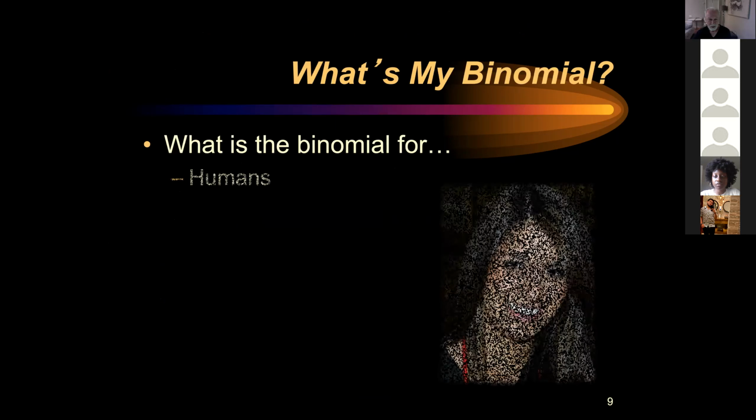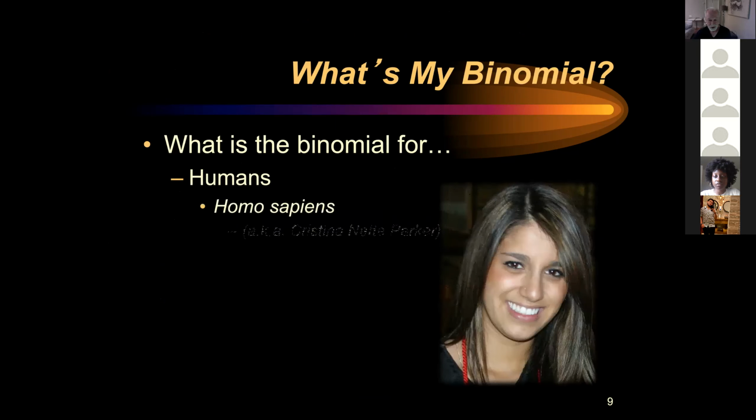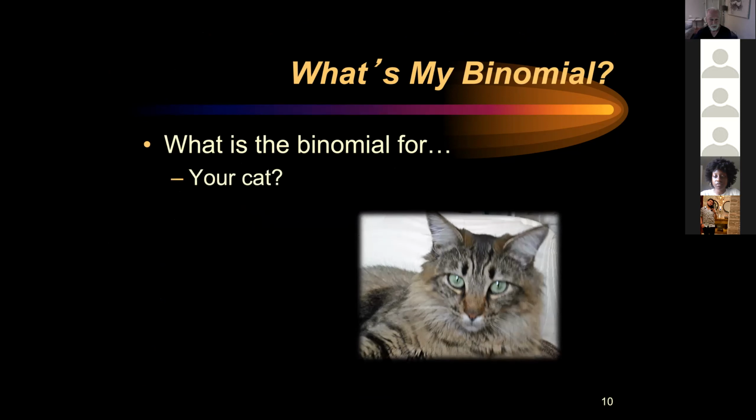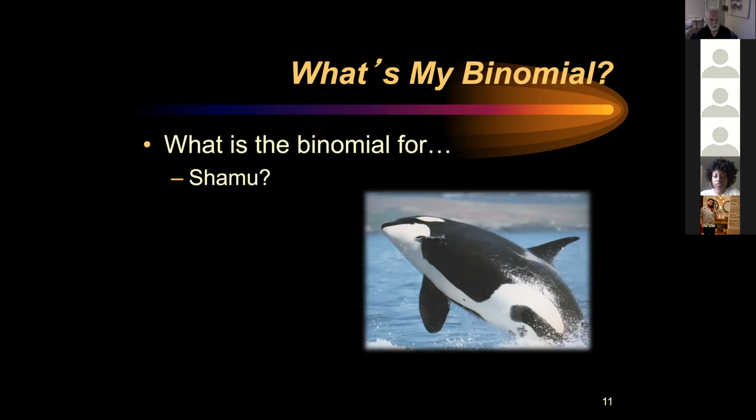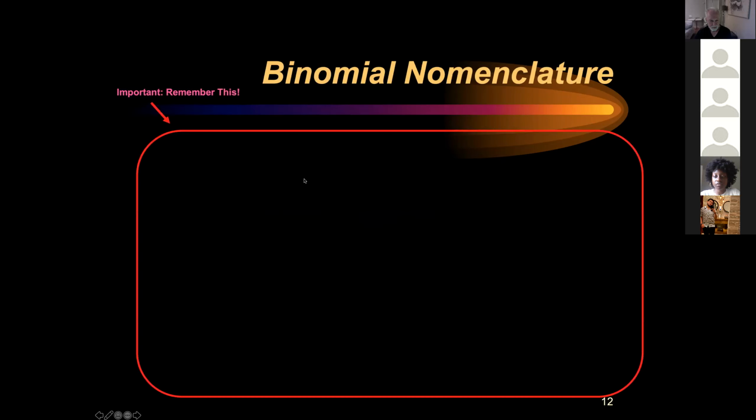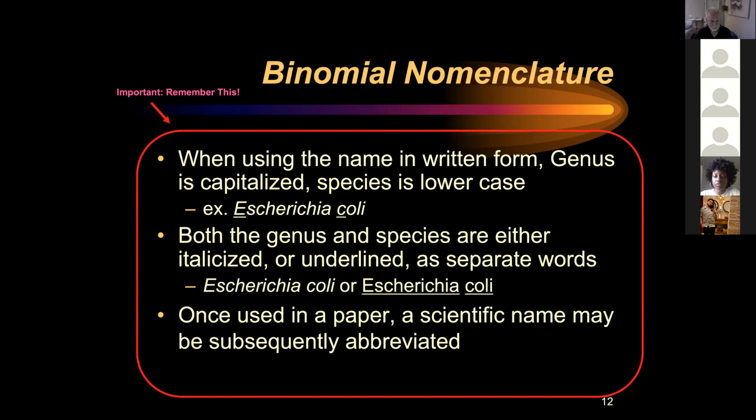So let's look at a couple. What's a binomial for humans? Homo sapiens. And this is the daughter of the former department chair. It's a binomial for your cat, Felis catus. It's a binomial for Shamu, Orcinus orca. These are all genus and species names. Now I put a circle around this and said, important, remember this, because I'm sure I will ask you about it sometime.